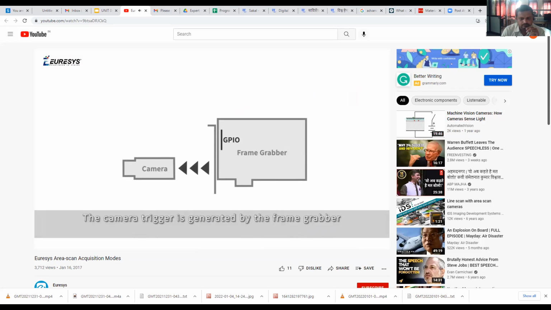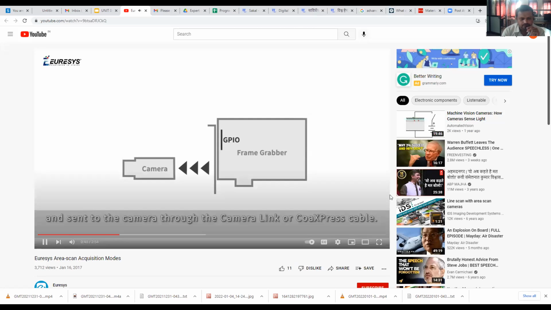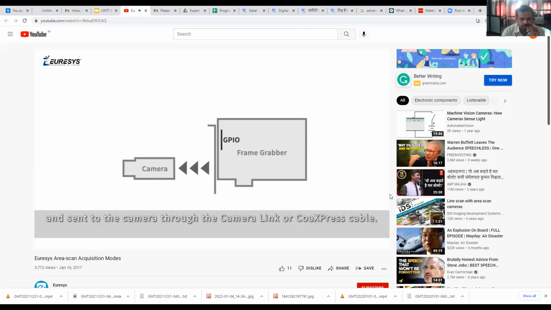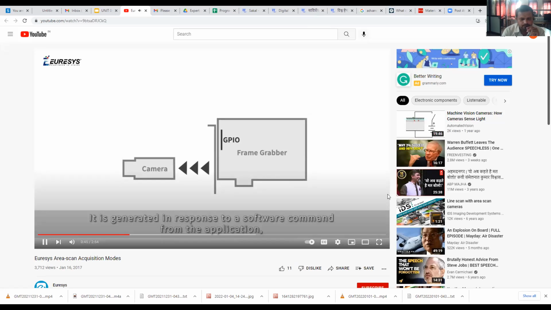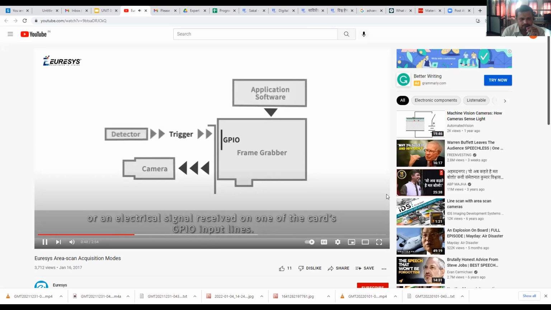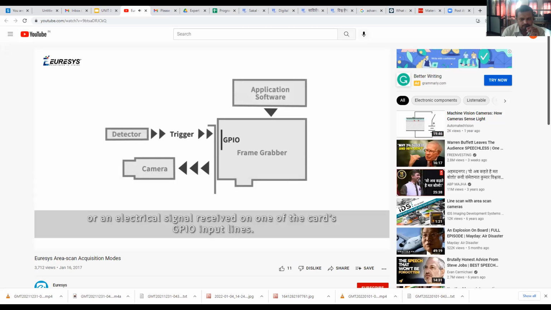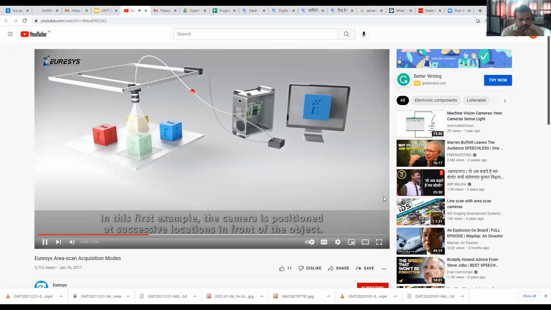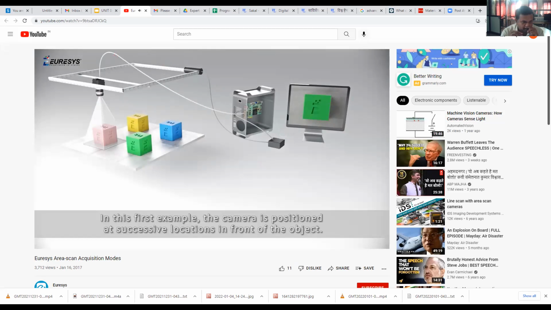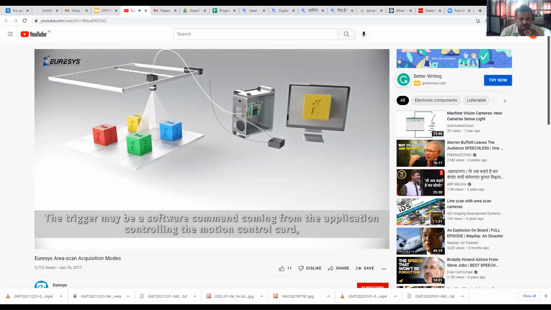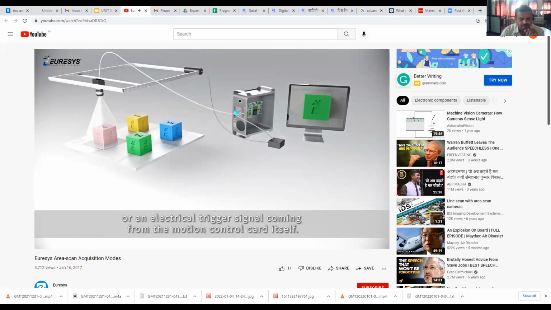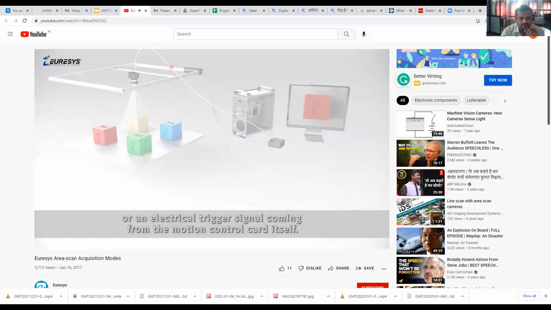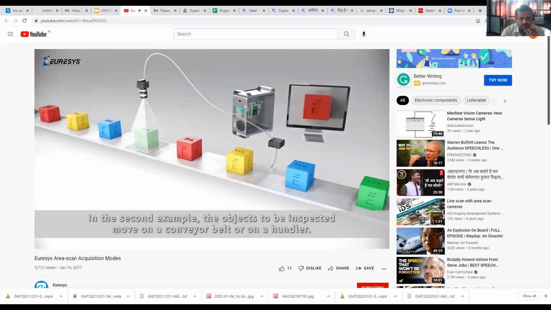The camera trigger is generated by the frame grabber and sent to the camera through the Camera Link or CoaXPress cable. It is generated in response to a software demand from the application or an electrical signal received on one of the card's GPIO input lines. In this first example, the camera is positioned at successive locations in front of the object. The trigger being a software command coming from the application controlling the motion control card or an electrical trigger signal coming from the motion control card itself. In the second example, the objects to be inspected move on a conveyor belt or on a handler.